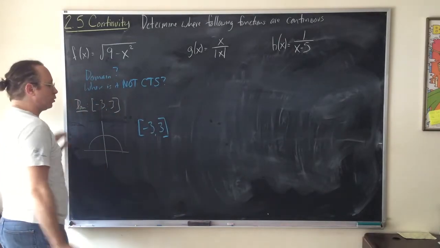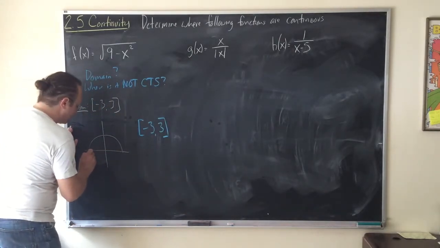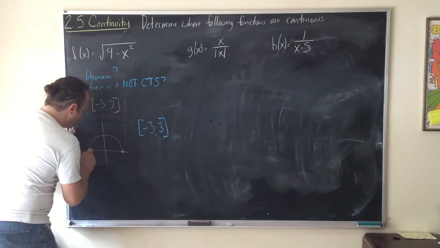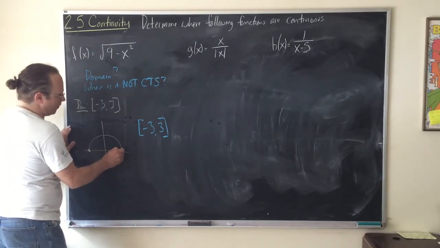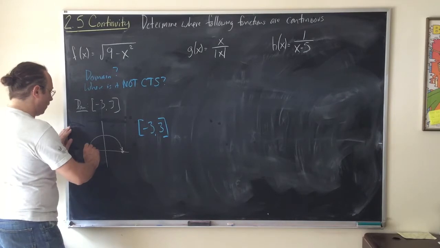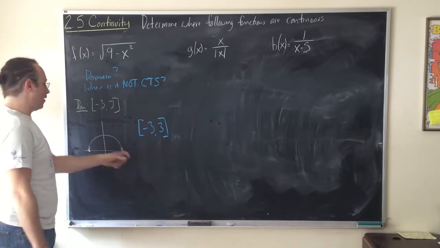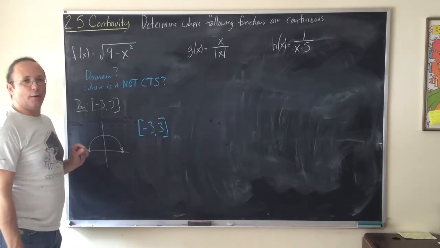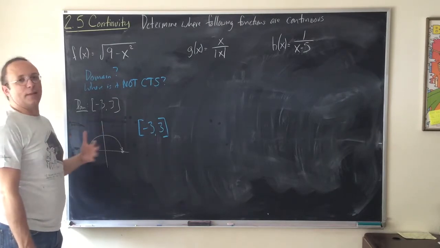And yes, I can include those endpoints because the value of the function is 0 there, and the limit from this direction is 0. The limit from this direction is 0. And of course, at the endpoints, we only care about the limit from the direction that makes sense.